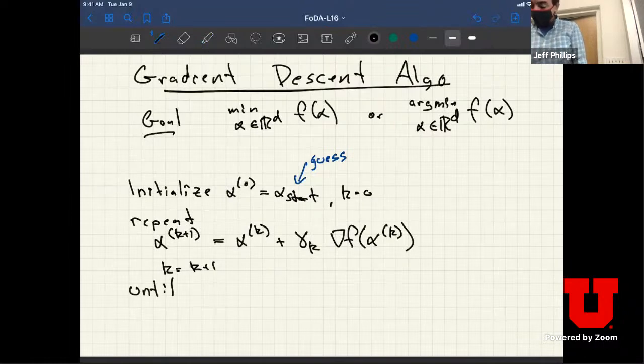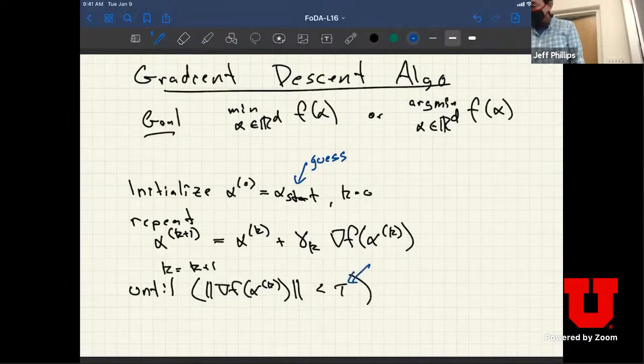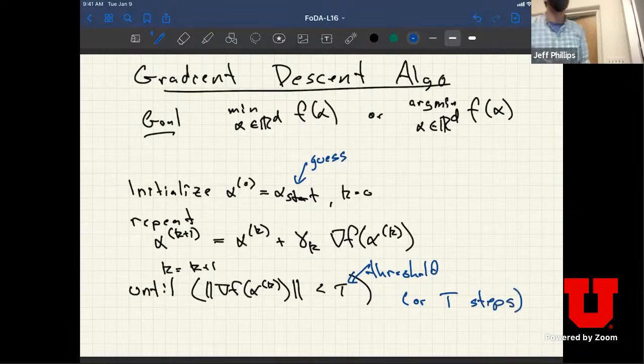That's basically the whole algorithm. Usually we'll run this until the norm of the gradient at alpha k is less than some threshold, or I'll do it for t steps, some number of steps. So the code we're going to write today, and in your homework, I'll just say run this for 20 steps or run this for 100 steps. But we'll discuss why.